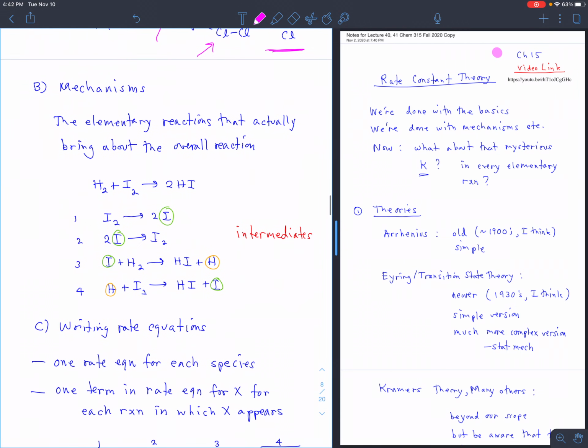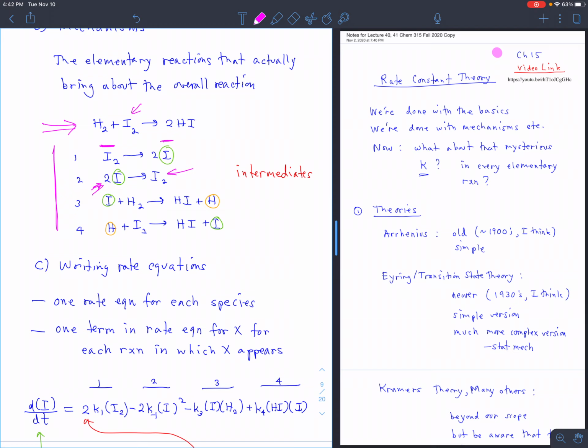A mechanism, of course, means that if you have some complex overall reaction like this one, then the mechanism is composed of all the elementary steps that actually cause the reaction to take place. So in this case, a possible mechanism, I'm not sure this is the correct mechanism, though I think it's something like this, is that the I2 bond is actually fairly weak, and so the I2 splits spontaneously into 2 iodine atoms. Then it can go backwards: 2 iodine atoms can come together to form an I2 molecule again, so both forward and reverse reaction.